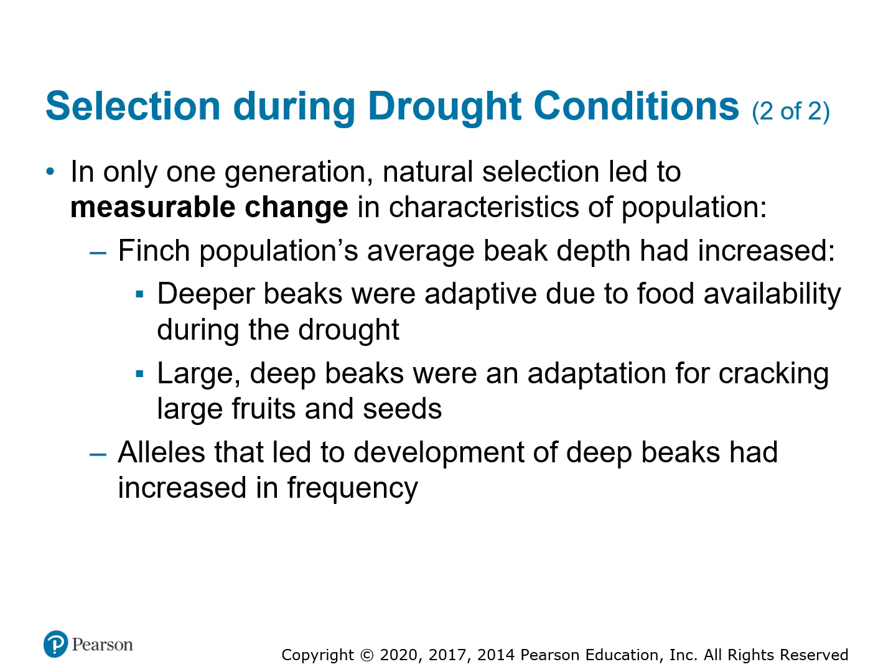So in this case, there was a measurable change in the characteristics of the population. The finches that were left had deeper beaks that were larger for cracking larger fruits and seeds. So over time, that's what you saw, an increase in the beak size and the depth of the beak.